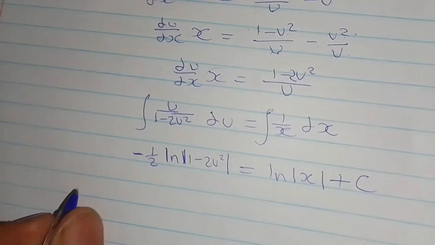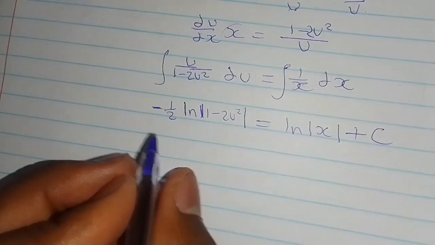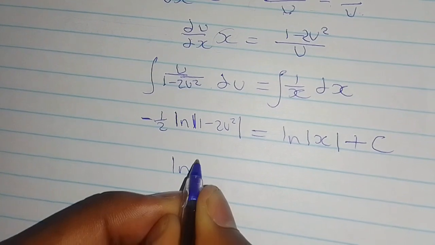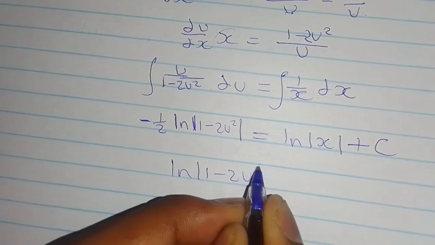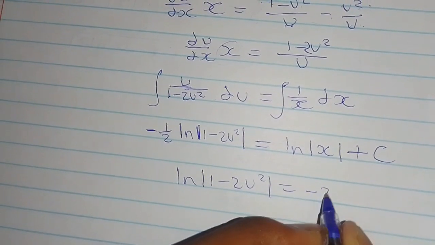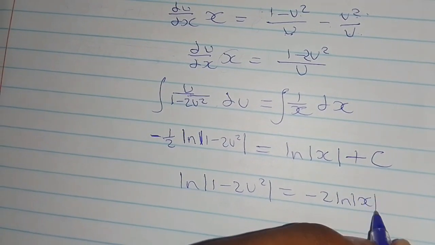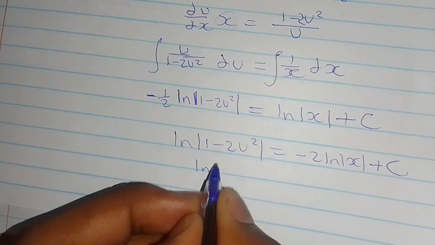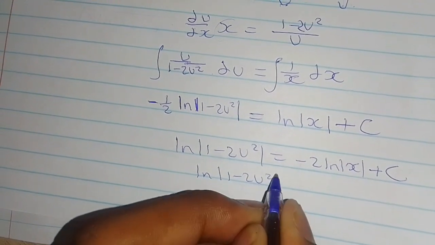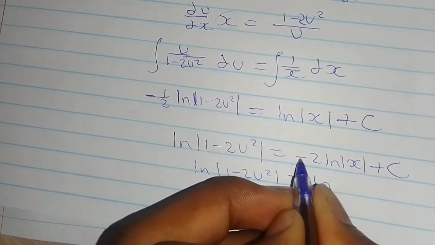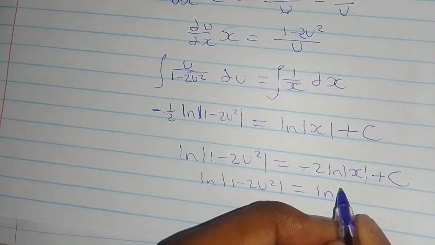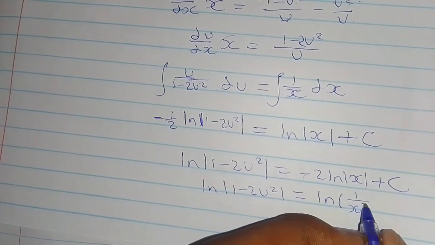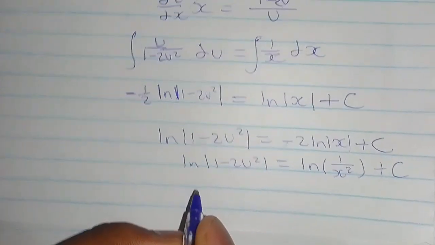Don't forget your constant. Then multiply both sides by minus 2, and then you have ln of 1 minus 2u squared. This is just going to give you minus 2 ln x, ln the absolute value of x, plus some constant c. But notice that here you'll have ln the absolute value of 1 minus 2u squared equals ln, take the negative 2 inside, then you're just going to have ln of 1 over x squared plus some constant c.